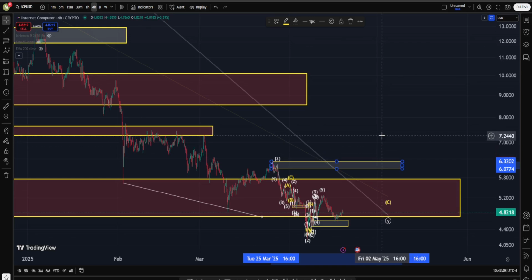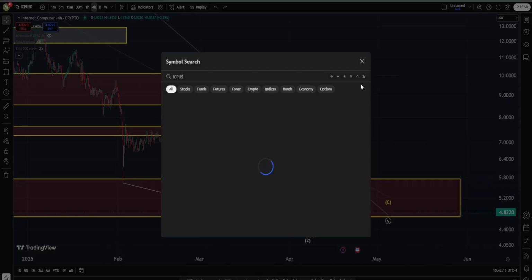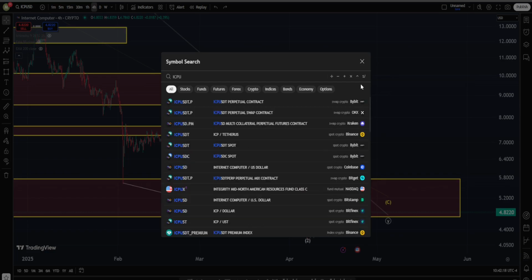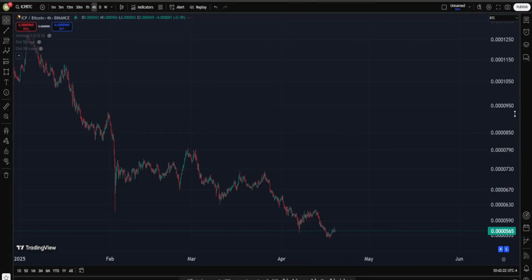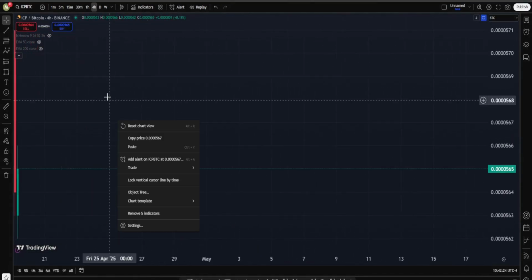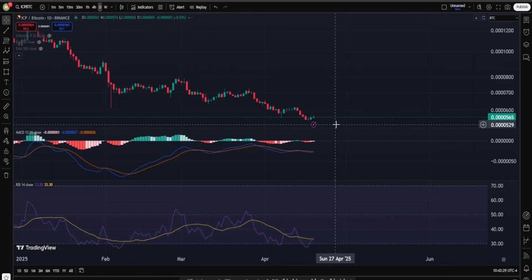Now, here is my final reason for why I think we may see a move on the upside in the short term. Let's go on ICP's chart versus Bitcoin. Excuse me, this is ICP USD, ICP BTC. There we go. Let's go on Binance's one. Okay, what is happening in terms of indicators? Let's go on daily time frame.